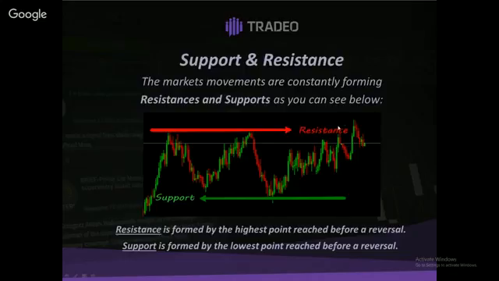Support and resistance. The market movements are constantly forming resistance and support, as you can see in the picture below. In this picture you can see that the market is creating a support and a resistance, and you can see the lines of the support and the resistance. The support and the resistance is basically just like a ceiling and a floor. As you can see in that screenshot of the chart, the market is moving between the ceiling and the floor. The support is the floor, the resistance is the ceiling. When it crosses the support, it might be a very good indication for sell.